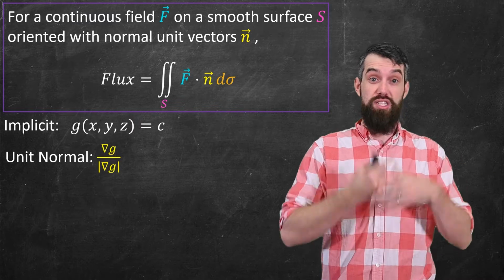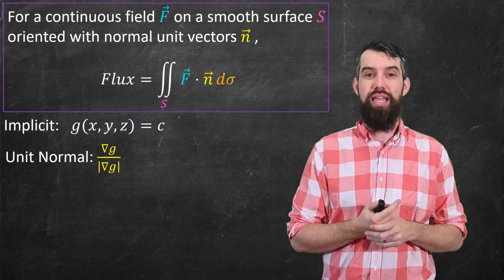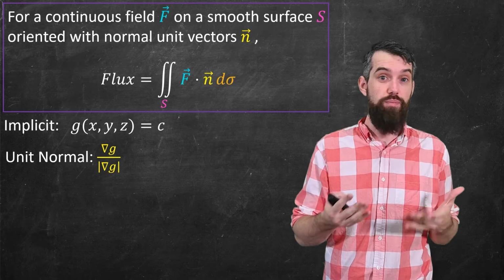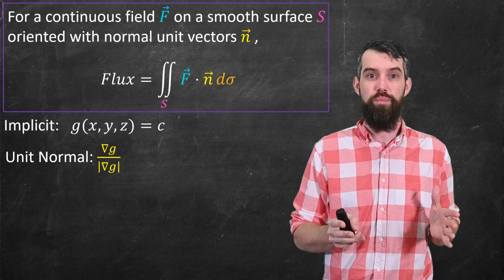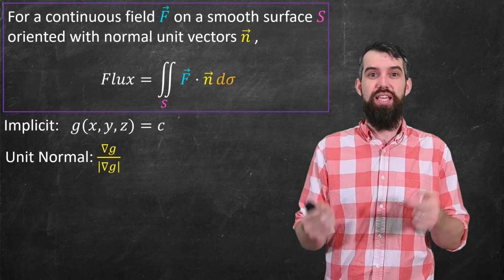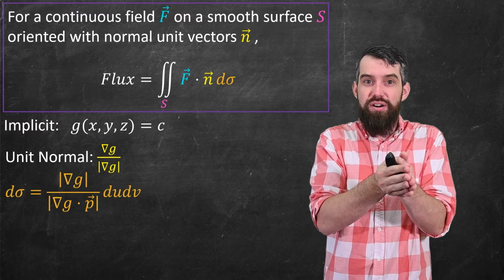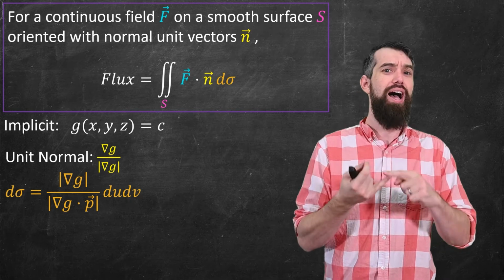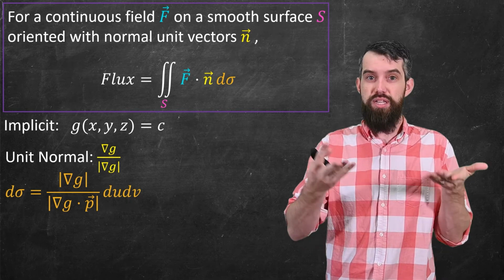We've talked about that before. It's the gradient of g divided by the length of the gradient of g. Again, I'm going to choose the positive instead of the negative here. It doesn't matter. You could do the exact same thing with a negative. It'd be okay too. d sigma we've studied before for implicit surfaces. This is the length of the gradient vector divided by the absolute value of the gradient vector dotted with p, which was either i hat, j hat, or k hat, times du dv.